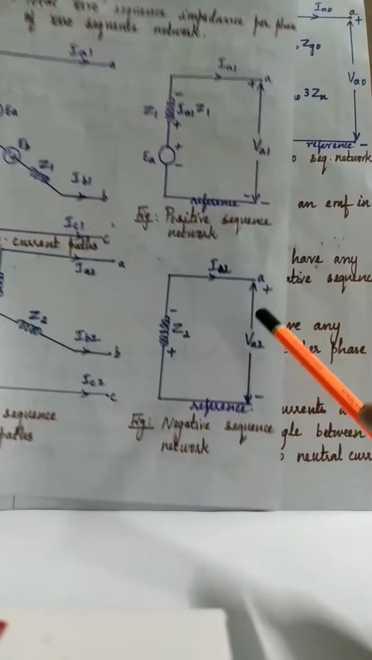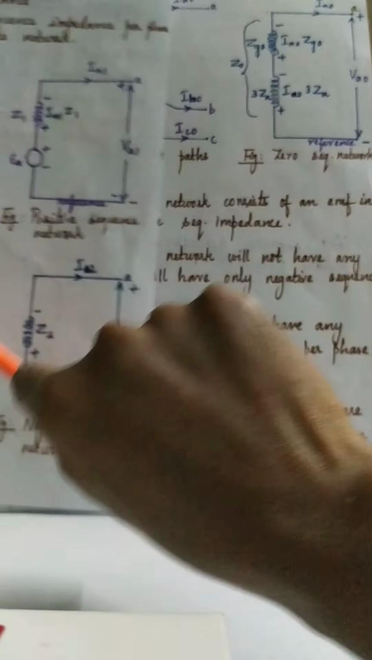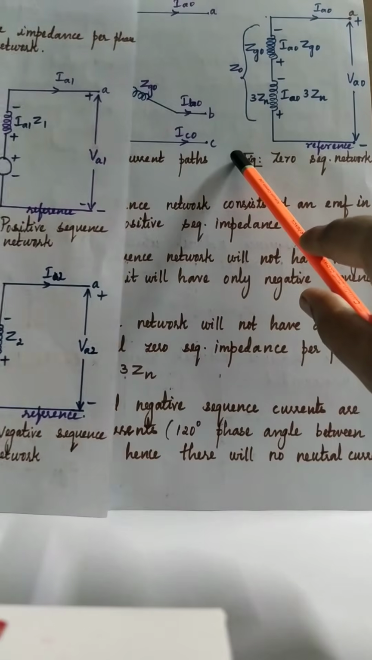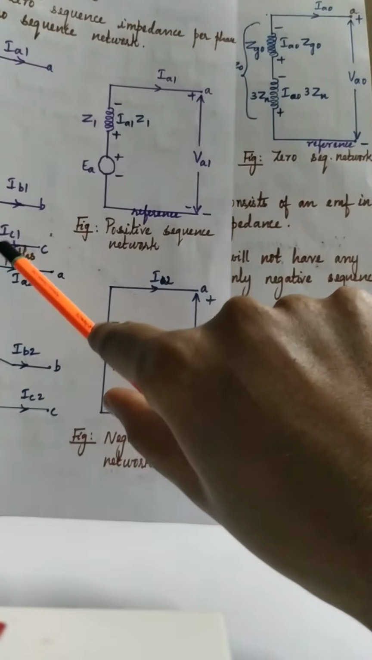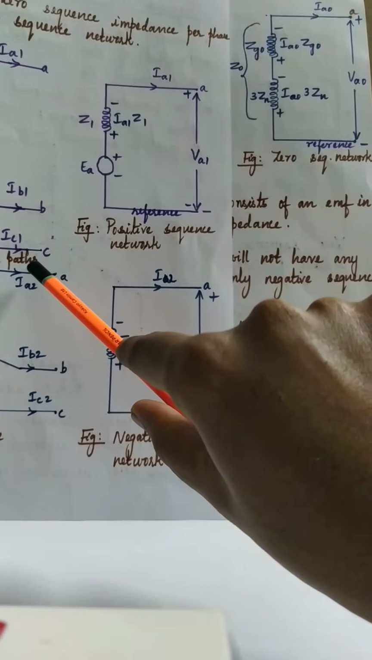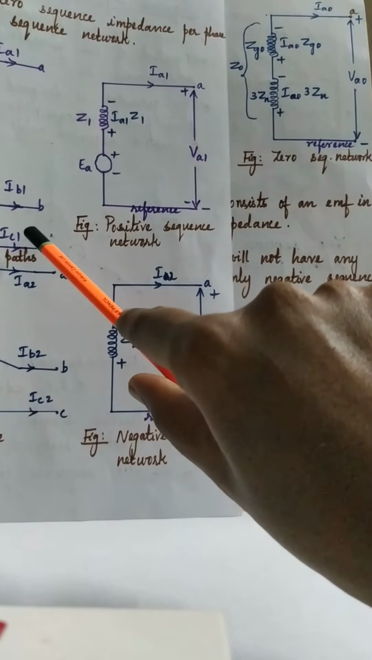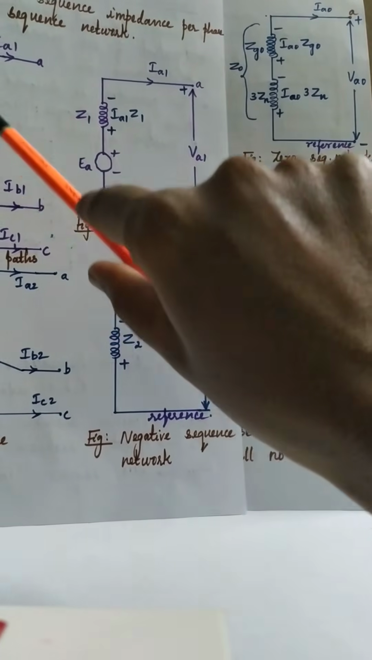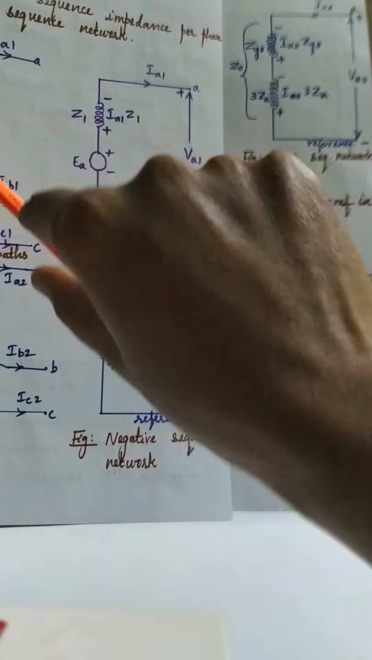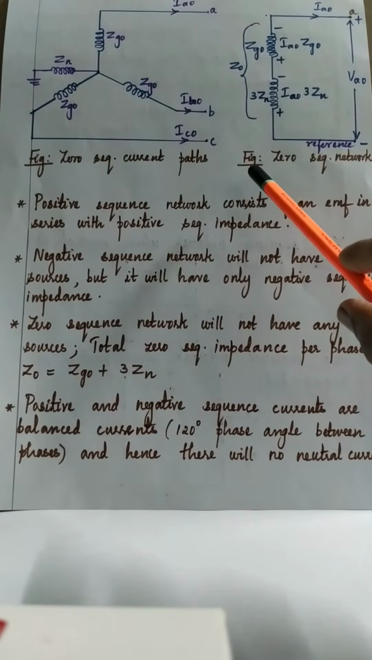And you know the reason why I have not included generated EMFs in negative and zero sequence networks. Why we have not included? Because only a set of positive sequence components will be a balanced set. Only a positive sequence component set can generate a balanced three-phase voltage. So that is the reason why we have taken only EA, EB, EC in the positive sequence network.